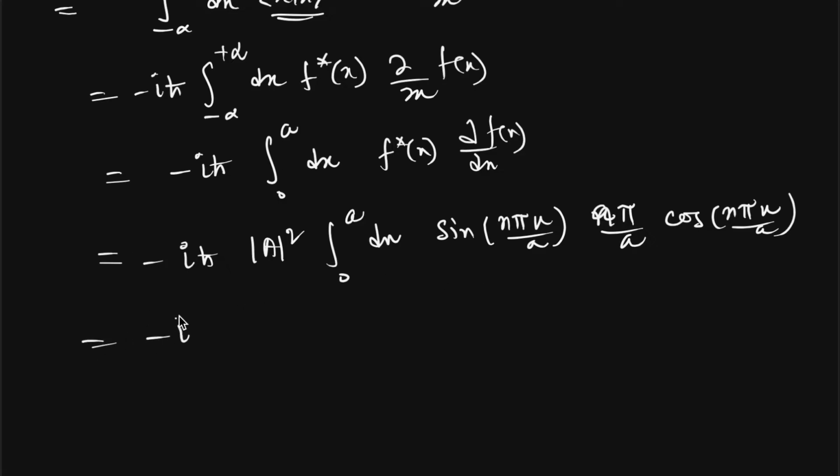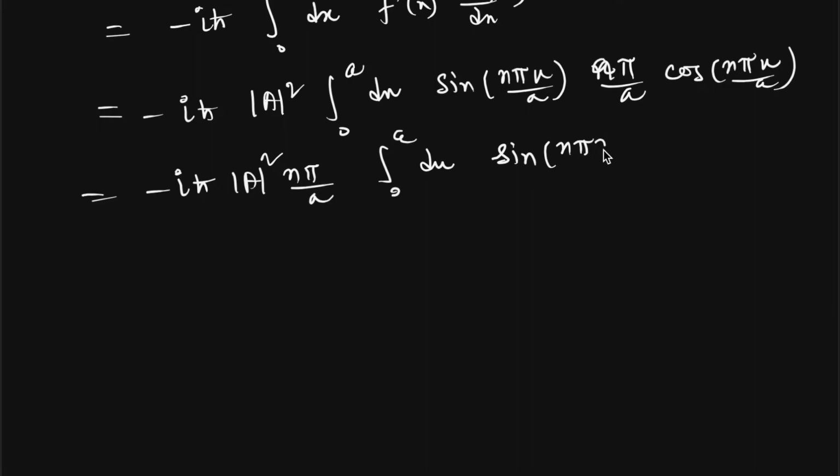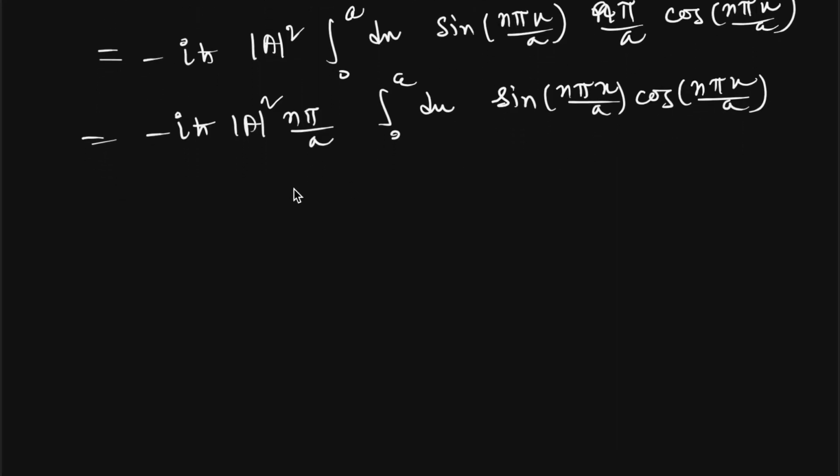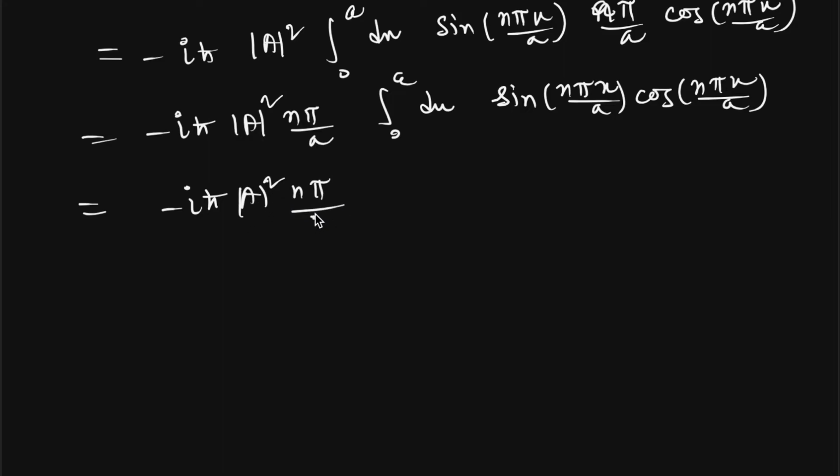That will give minus i h cut mod A square, n pi by a, integral 0 to a of x sin(n pi x by a) cos(n pi x by a) dx. That is minus i h cut square n pi by 2a.